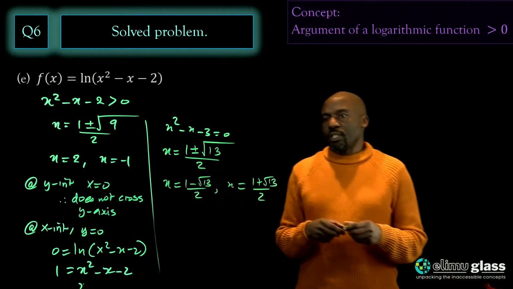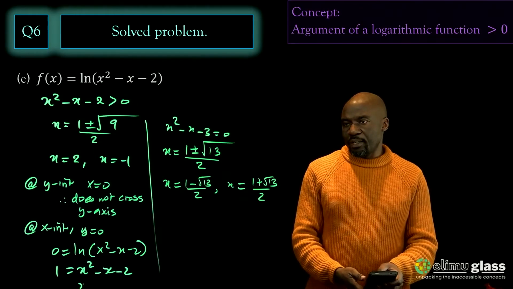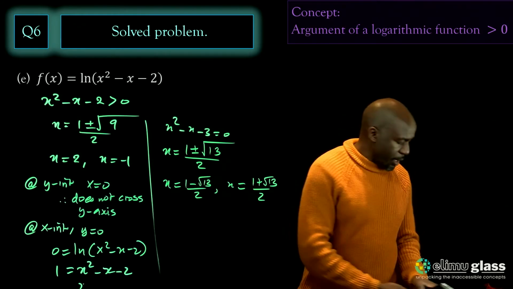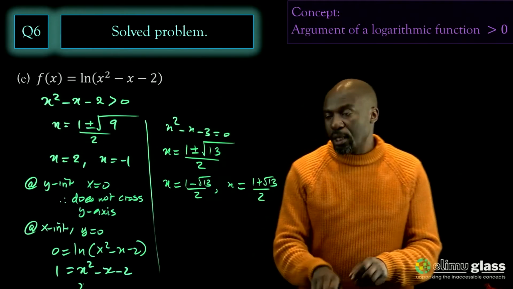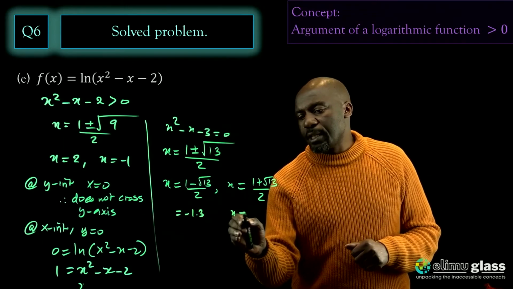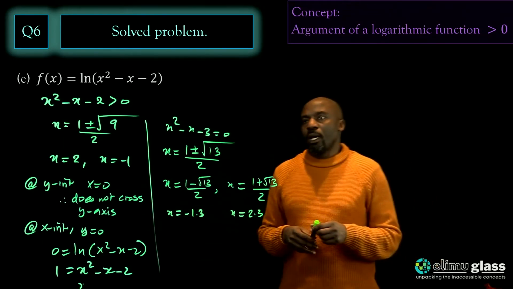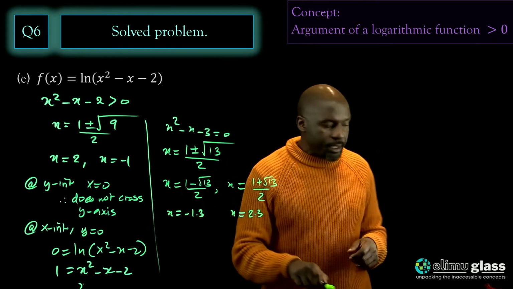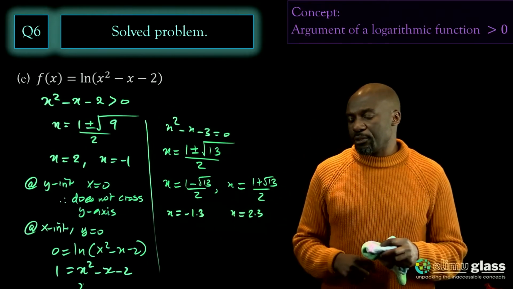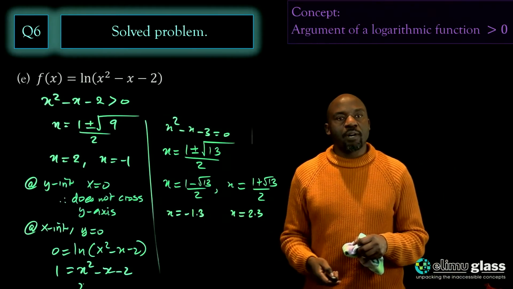So the graph crosses the x-axis at those 2 points. The first one is negative 1.3 and the second one is 2.3. So we know that the graph will be crossing the x-axis at those points. Let's just graph the function, keeping those values in mind. Let me keep them there and see if we can graph while they're still there.